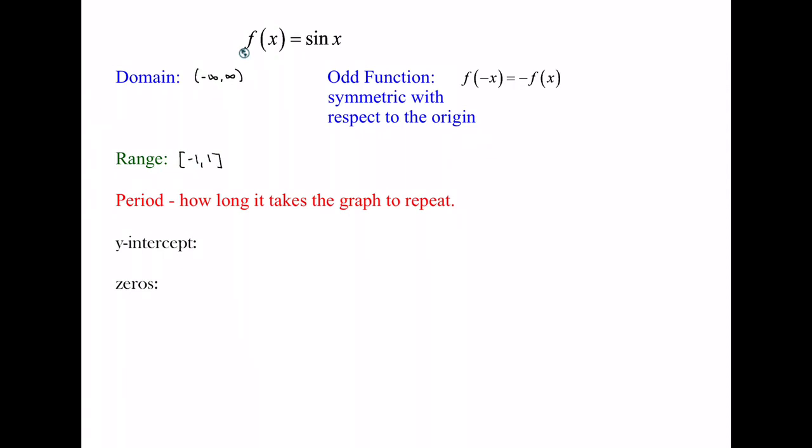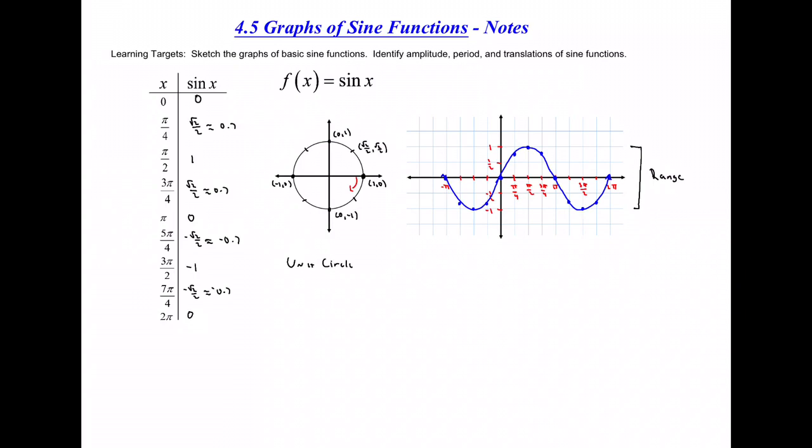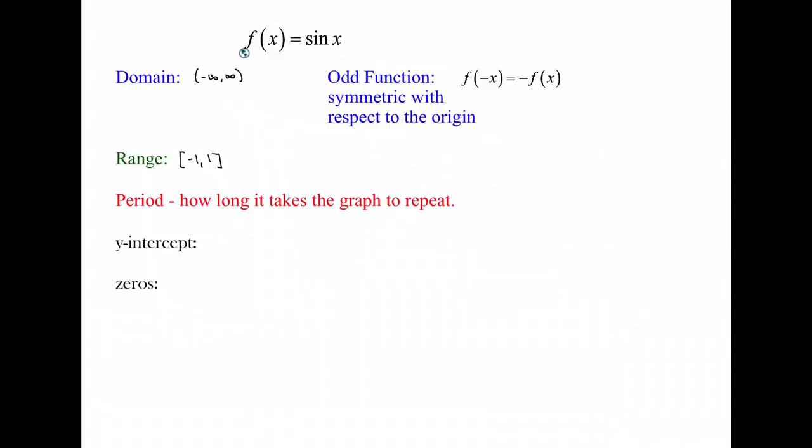The period is how long it takes the graph to repeat. So if you go back, how long did it take the graph to repeat? Well, when we used our unit circle to find exact values, we had talked about this before, but it takes that entire full circle to start repeating. So the period is going to be from 0 to 2 pi. And then you can see when I went to the left, it starts to repeat there as well. This part and this part are the same. So a period in this case is going to be 2 pi.